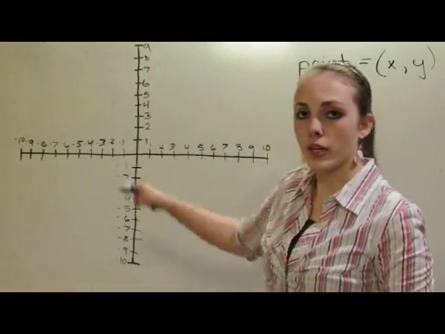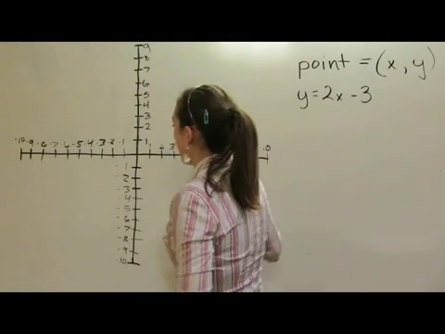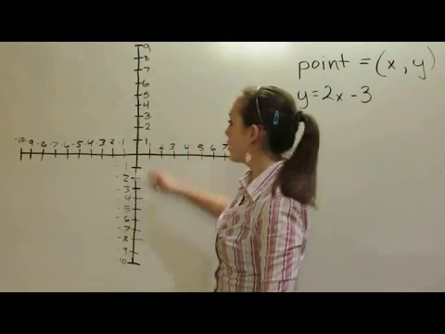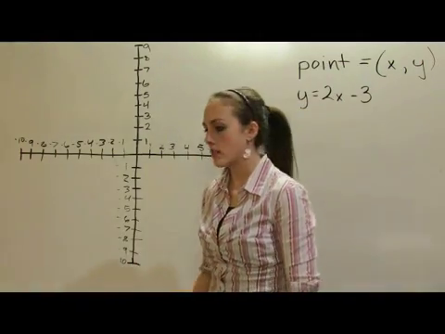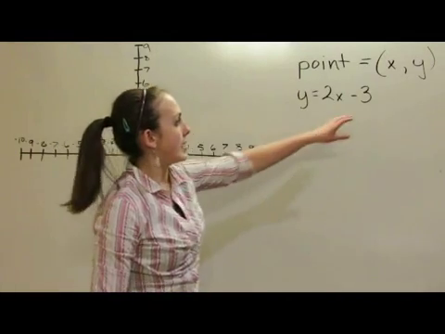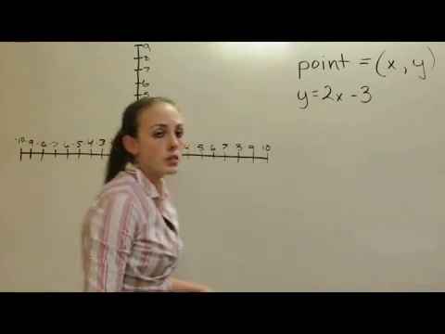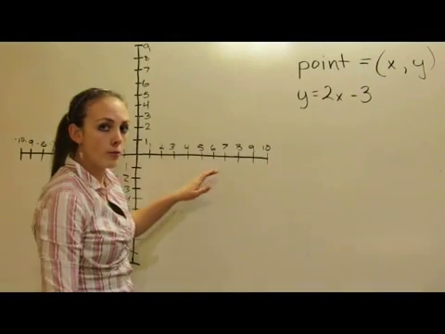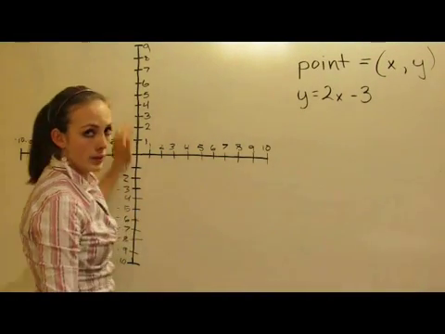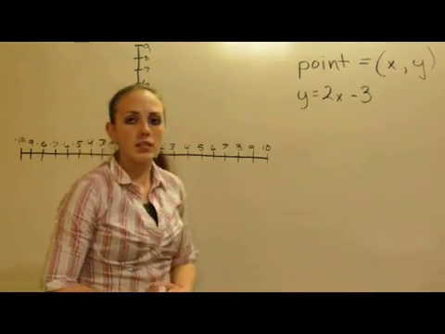So behind me you'll see that I've drawn a couple of axes. The horizontal axis is called the x-axis, and the vertical axis is called the y-axis. When you write a point, you write it as (x, y), which means you write the x-coordinate, or how far over left or right it is, and then you write the y-coordinate, or how far up or down it is on the graph. So let's use an example.